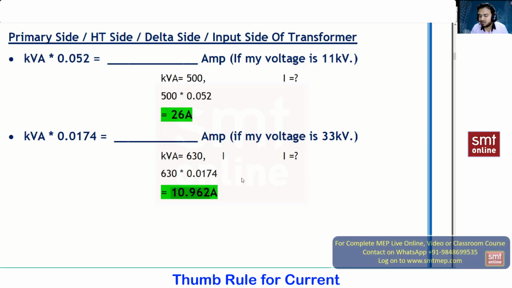You can see the basic definition of frequency is what? Number of cycles per second. In 1 second, how many cycles are you having? The positive wave and the negative wave, which are nothing but 50 or 60.